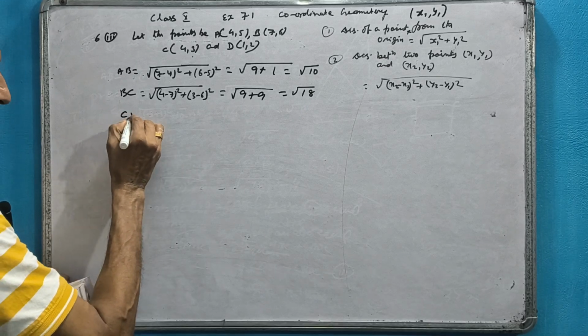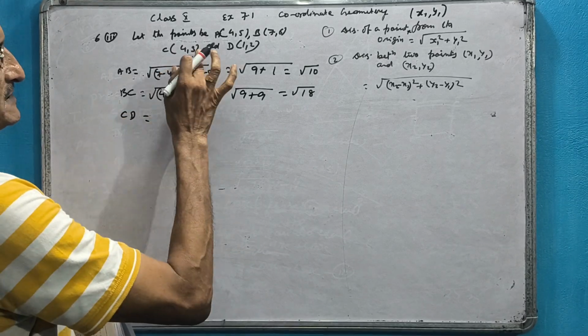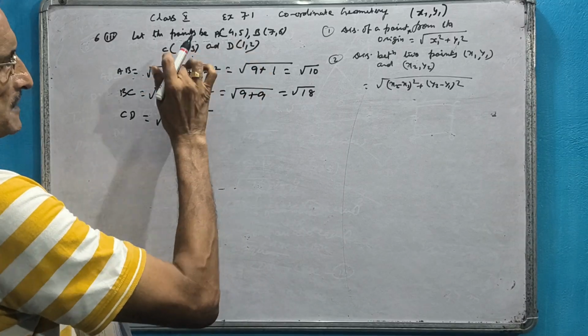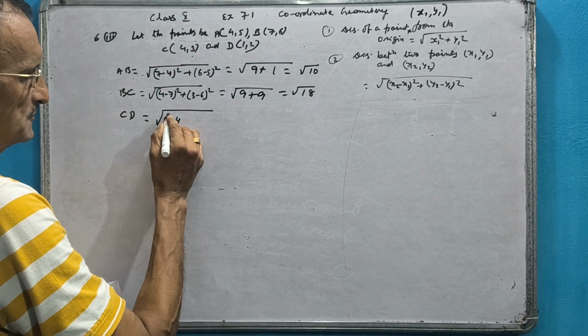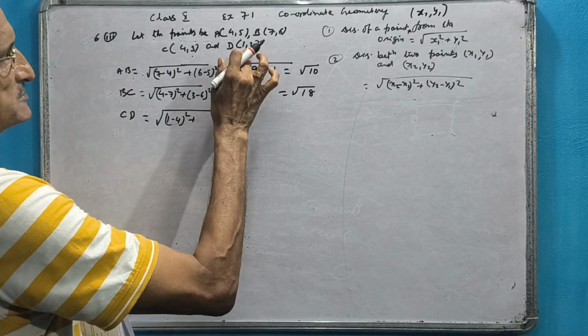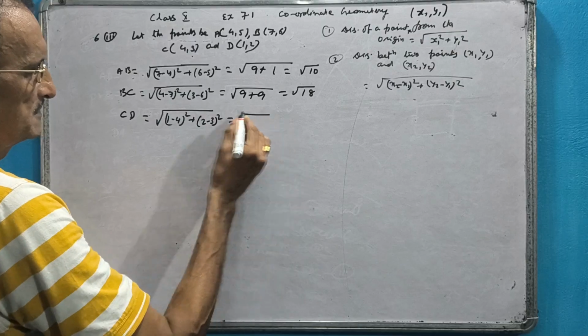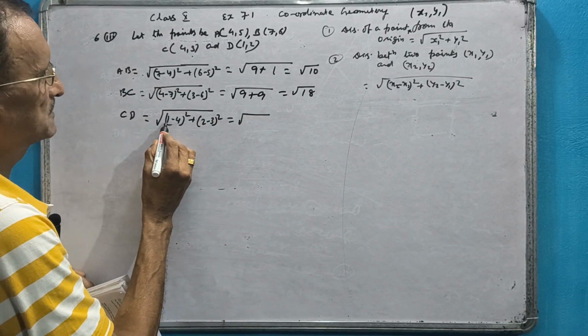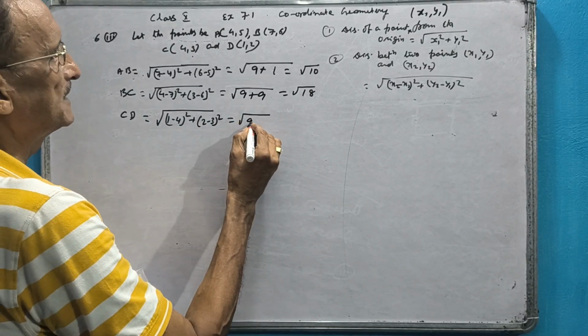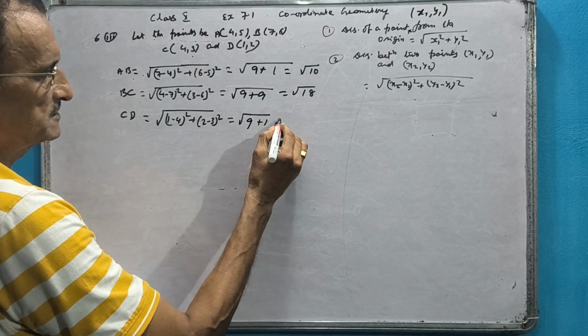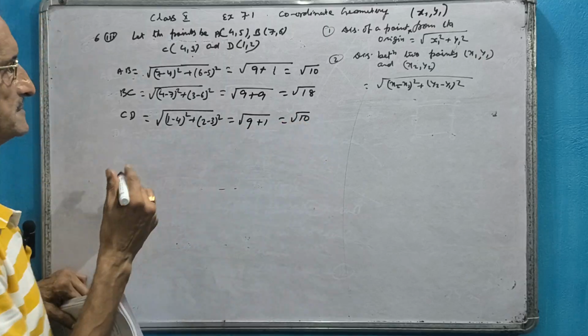Then find CD. C and D, x2 minus x1 whole square, (1 minus 4) whole square, plus (2 minus 3) whole square. See here, 1 minus 4 is minus 3, whole square is 9, and 2 minus 3 is minus 1, whole square is plus 1. We are getting root 10.